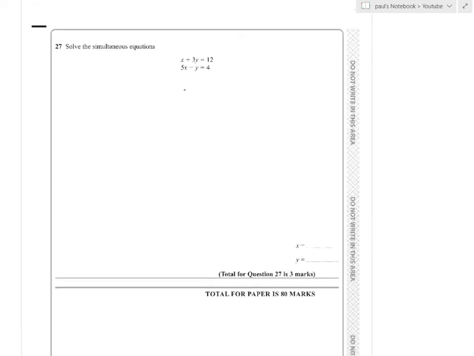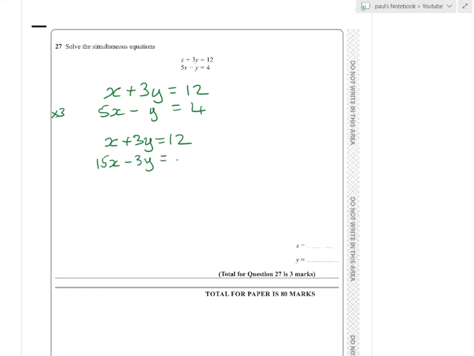Solve the simultaneous equations. So x plus 3y equals 12. 5x minus y equals 4. Now there is nothing the same. So I'm going to multiply this bottom one by 3, and then I will add the 2 together to cancel out the y's. So I'm going to write them again. x plus 3y equals 12. 15x minus 3y equals 3 fours are 12.